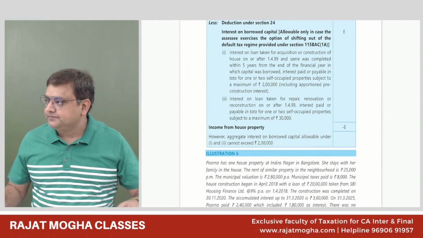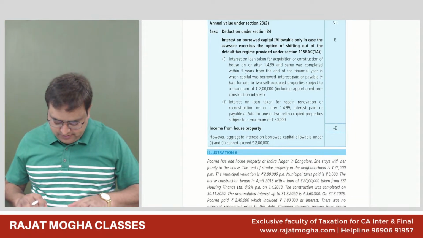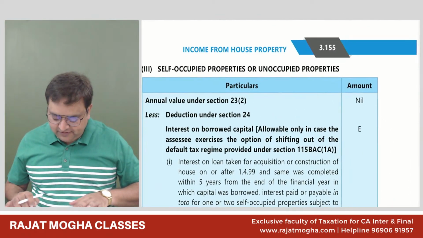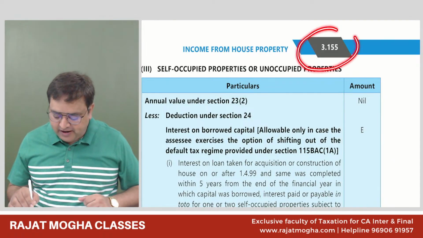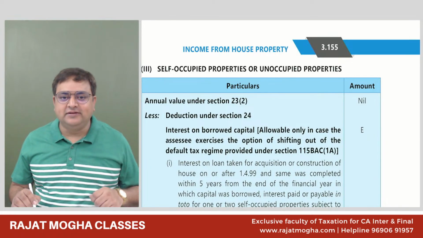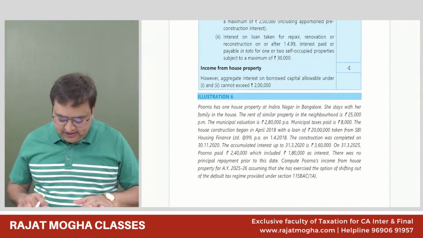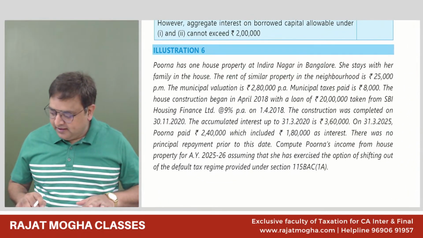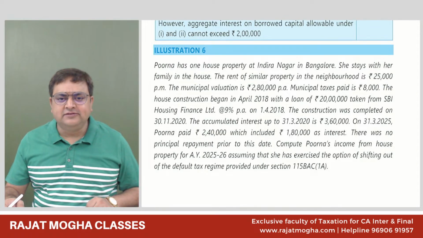Now this is from your study material, page number 3.155. If you have it right now, you can open it. Otherwise, you can look at the screen. 3.155, Illustration number 6. We understand in house property, the calculation is not that difficult.